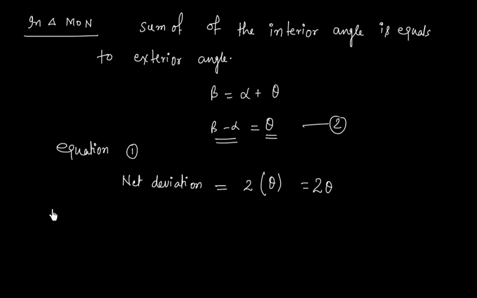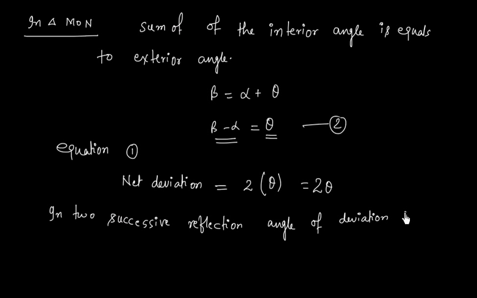So we can say in two successive reflections, the deviation is 2 times the angle between the mirrors.